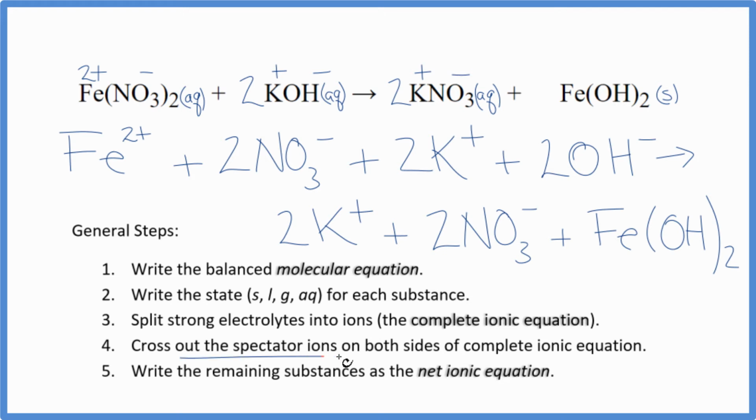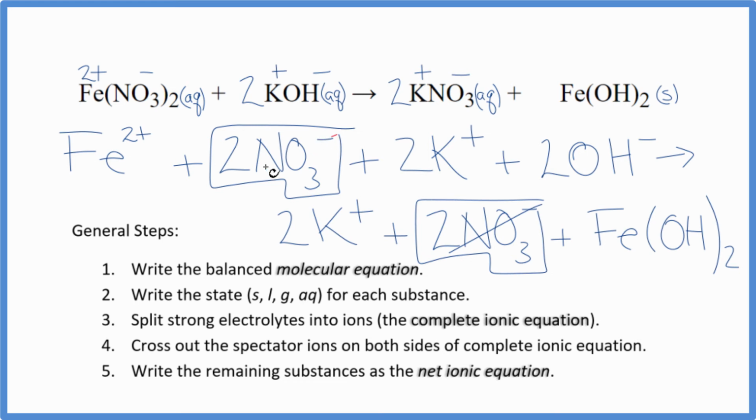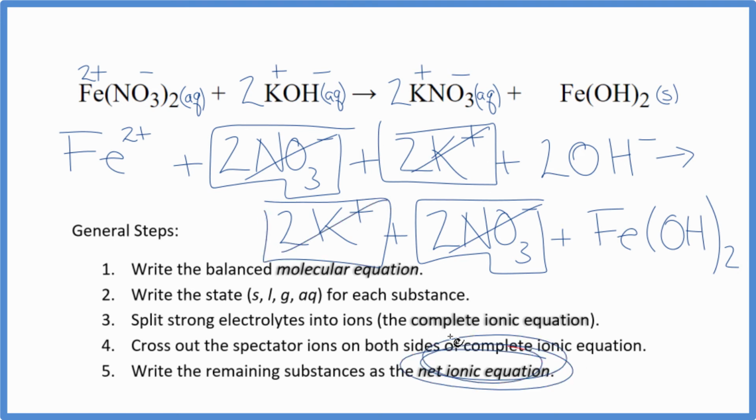Now we can cross out spectator ions. They're on both sides of this complete ionic equation. They haven't changed, so we're not interested in them. I can see in the reactants, I have 2 of these nitrate ions. Here in the products, I also have 2 nitrate ions. I have 2 potassium ions in the reactants and in the products. And what's left, that's the net ionic equation for Fe(NO3)2 plus KOH. I'll clean it up, write the states, we'll have our net ionic equation.